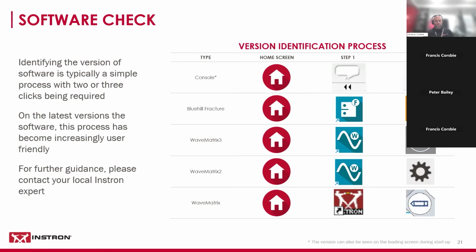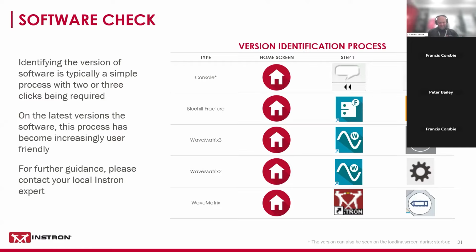Now, how do you check and see if your software is actually a version that is Windows 11 compatible? This is a quick slide just to show you where you would look in the software. For our console software, there's a little button on the bottom left-hand side of the screen. You click on that, and then you see a little eye symbol. You click on that, and it will give you a little pop-up with the version of console. And then for Blue Hill Fracture, WaveMatrix 3, WaveMatrix 2, etc., you would open up that piece of software and click the corresponding symbol to open the administration page of that software, and that will again show you the software version.